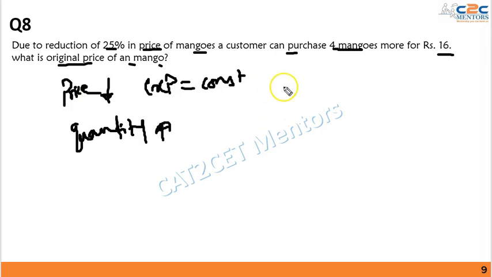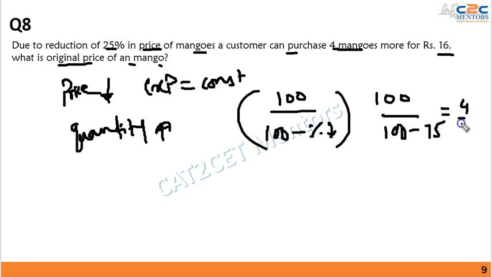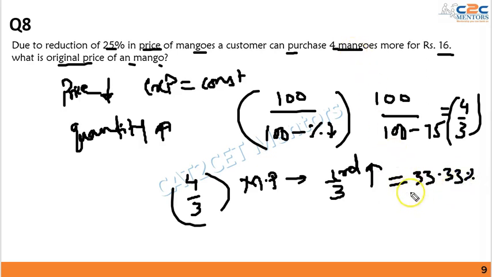So applying that concept over here, applying the formula for the percentage increase in the consumption, which is 100 upon 100 minus the percentage decrease. This is going to give me the increase in the consumption, which is nothing but 100 upon 100 minus 75. So this turns out to be 4/3. So this is the multiplication factor, 4 by 3. This indicates a 1/3 increase, that is a 33.33% increase in consumption, which is equal to 4 mangoes.